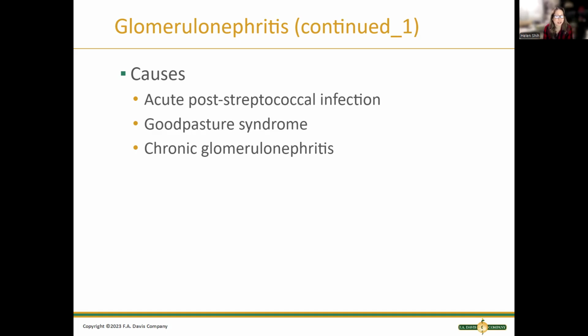We don't know exactly why the immune system attacks the kidneys, but it generally happens in the glomerulus, which then causes glomerulonephritis. If you have glomerulonephritis, you can develop chronic glomerulonephritis, especially if you suffer from Goodpasture syndrome, which, again, is an autoimmune disorder.